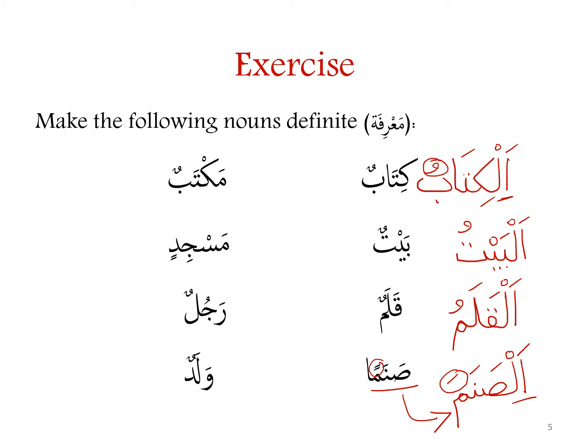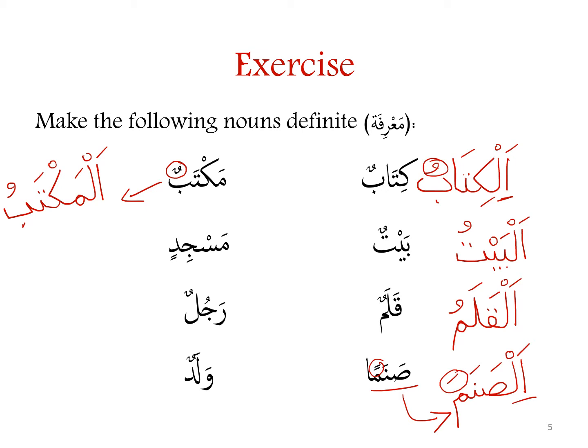Next example, we have maktabun, which means a desk. How do we know it was indefinite, or nakira? Because of the tanween and no alif lam. So obviously to turn it into a ma'rifah or definite noun, we add the alif lam. Al-maktabu. Drop the tanween. Now it means the desk, referring to a specific desk.